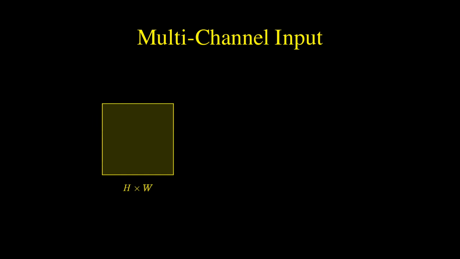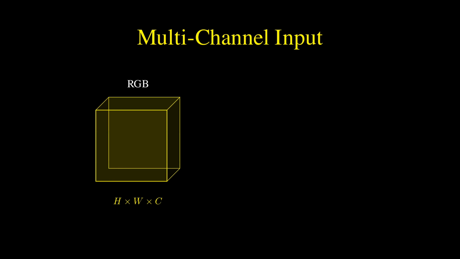So far, we've been working with a single channel image, just one layer of pixel values, like a grayscale picture. But real images have depth. Think of an RGB image. It has 3 channels, one for red, one for green, one for blue. So the actual shape of the input isn't just h by w, it's h by w by c, where c is the number of channels. Now, our kernel needs to match that depth. Instead of a flat k by k grid, the kernel becomes a k by k by c volume. It extends through all the channels.